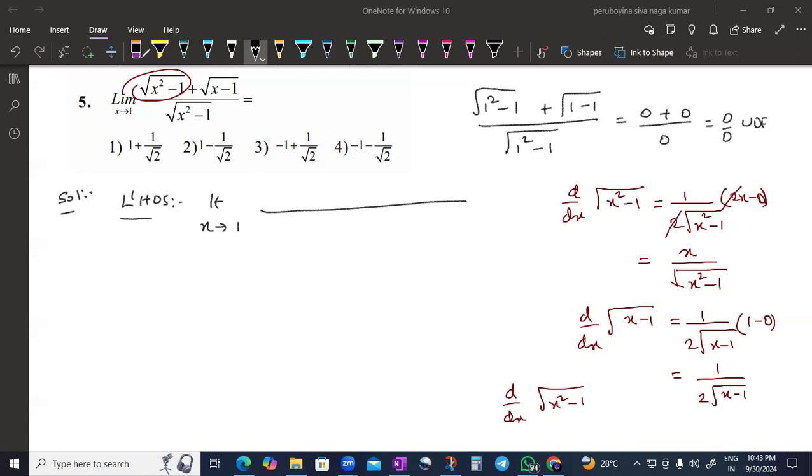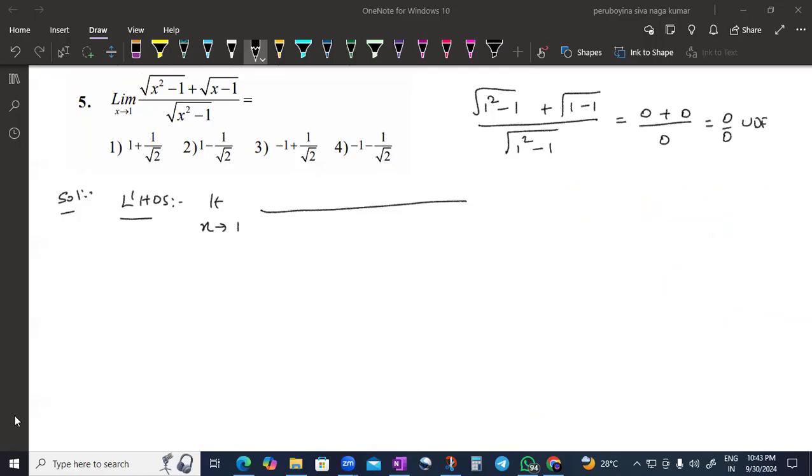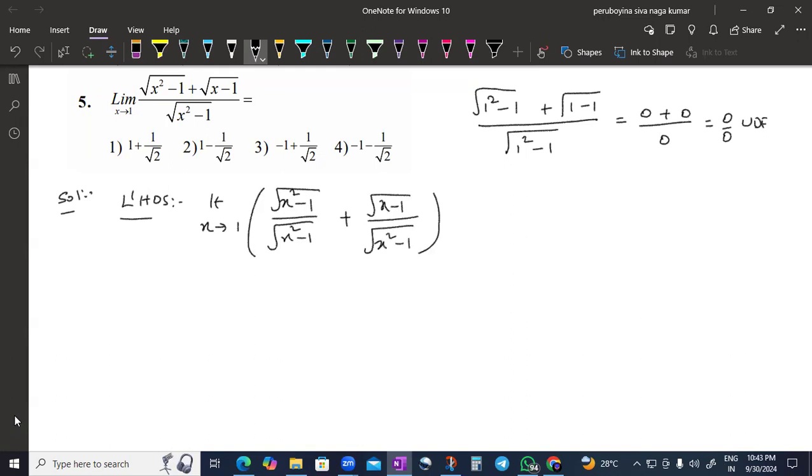And also we have some other solutions we can perform. I will tell you another way of solution. Yeah, you can apply L'Hospital's rule, but I thought it would take time. That's why I'm approaching a different procedure. Separate the denominator with the numerator terms. So root of x square minus 1 by root of x square minus 1, and root of x minus 1 by root of x square minus 1. You can see the first got cancelled.